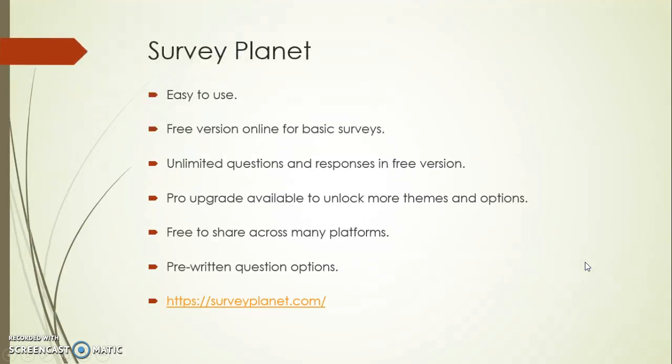Another site that we're going to look at is Survey Planet. I actually feel that Survey Planet is a little easier to use, but it's not quite as well known and it hasn't been around as long. There's a free version online for basic surveys. With the Survey Planet free version, you do get unlimited questions and responses in that free version. Pro upgrades are available, so you're able to unlock more themes, more colors, more fun options for your surveys to make them look a little more fun and exciting for the students. And it's free to share across many platforms, and they also have pre-written questions available.